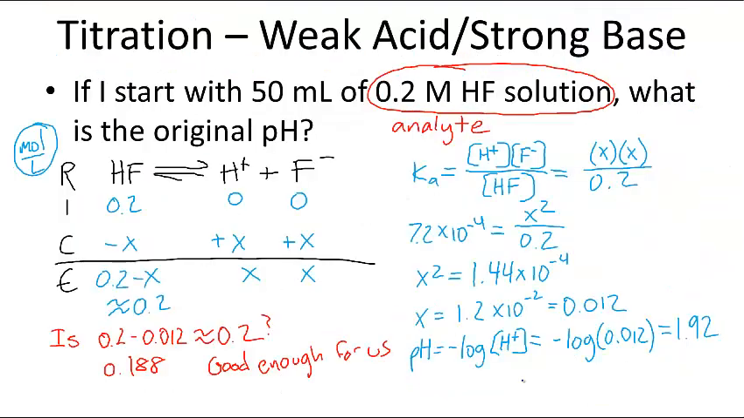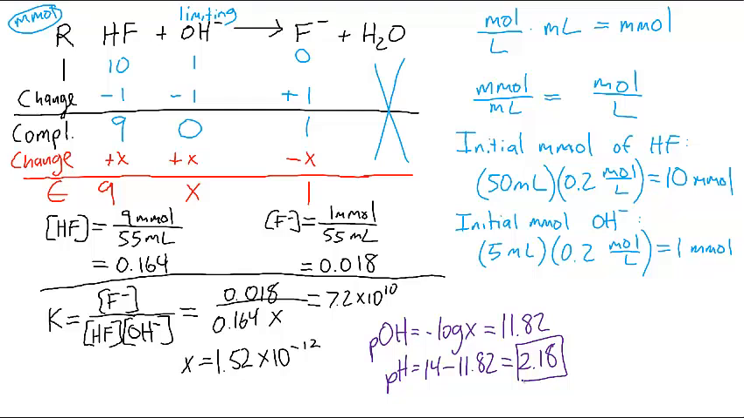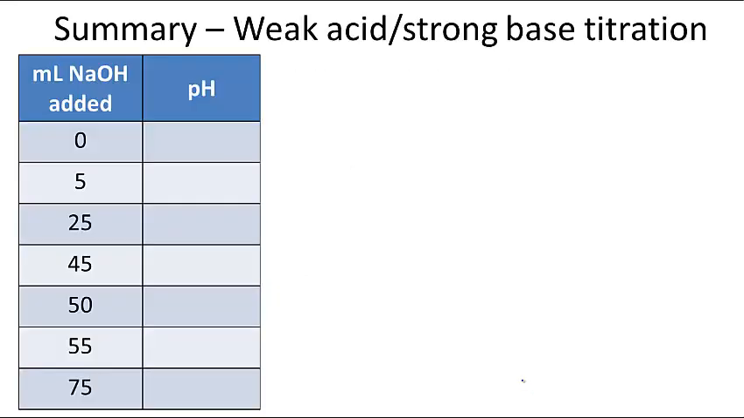All right, so we started at 1.92, went up to 2.18. So the pH is going up slowly. If you actually flip ahead, we can fill in these values, because in the end, we're going to make a graph of what happens.